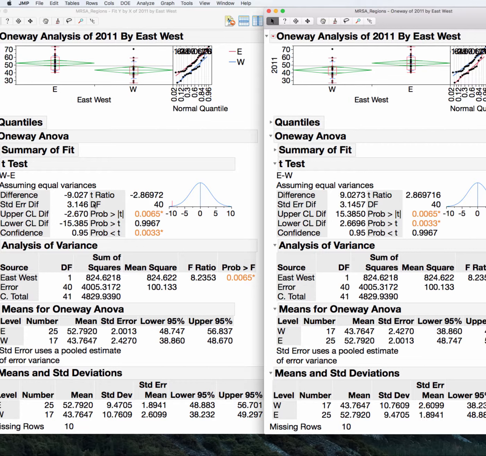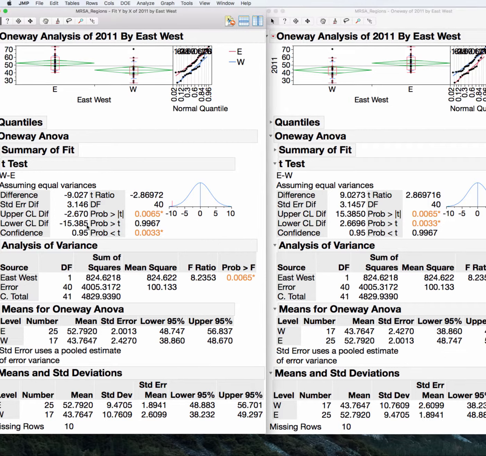The standard errors of the differences are the same. The upper and lower confidence bound values are identical. They've just been swapped and become positive. Our t ratios are identical, but again, it's become a positive t ratio. And then our one-sided p-values have been switched once we switch the order, though the interpretation of them will remain the same.